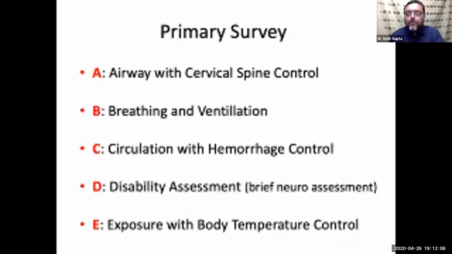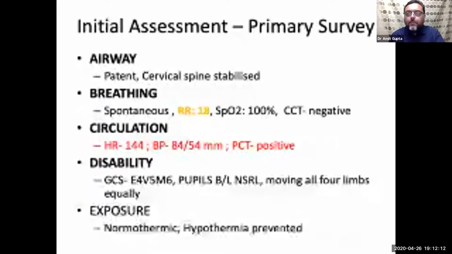So in our patient, the airway was patent, the breathing was spontaneous, slightly increased respiratory rate, the SpO2 was fine, the chest compression test was negative, indicating that probably he did not have any injury to the chest. But the problem here again was the C. So he had a heart rate of 144 with a blood pressure of 84/54. That means he was hypotensive. There was a pelvic compression test which was positive.